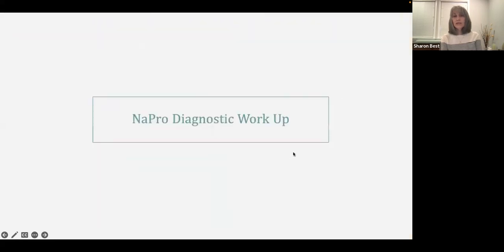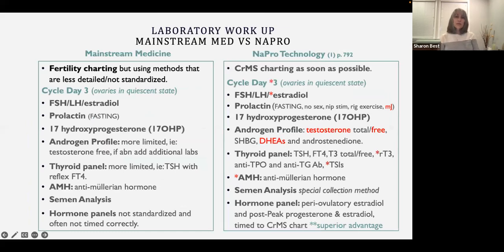So let's look at the NaPro diagnostic workup. This is one of the slides that I'm going to go into a little more clinical detail for the providers. We have mainstream medicine here, and we have NaProTechnology here. So we're going to look at them side by side. NaProTechnology, as I mentioned, evolved from the Crichton model system, and you can see how detailed and nuanced it is. Mainstream medicine will often use fertility charting, but they can use many of the different apps, and oftentimes, as mentioned, they're not as detailed and they're not as standardized, so they will not give you as many biomarkers.